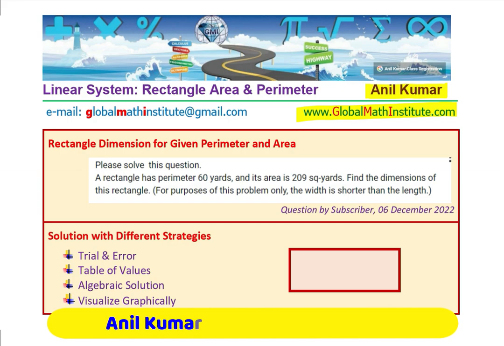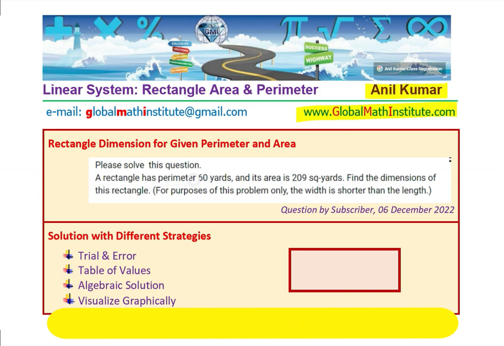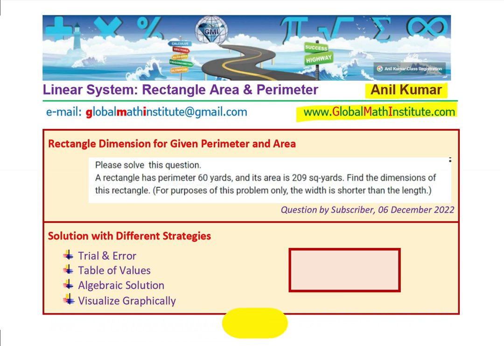Now here is a question from our subscriber posted just a few hours back. We'll try to solve this using different methods, and I hope its solution will help all ranges of our viewers. So the question here is: a rectangle has perimeter 60 yards and its area is 209 square yards. Find the dimensions of this rectangle. For the purpose of this problem only, the width is shorter than the length.